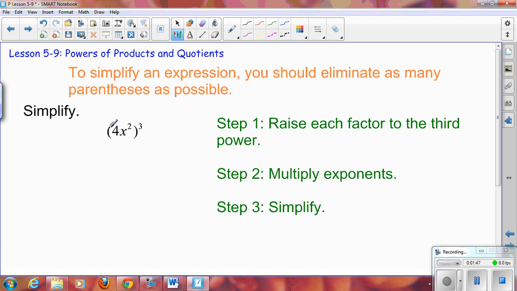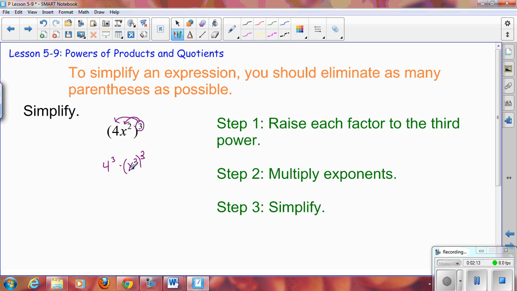Okay, so here we have 4x squared, cubed. So we know we have to take that cubed, we have to apply it to the 4, and we have to apply it to the x squared. So that becomes 4 cubed times x squared cubed. Okay, oops, that should be a 3, cubed.